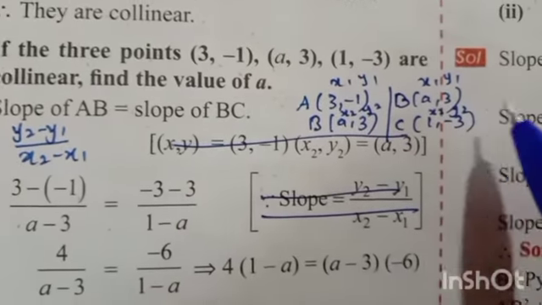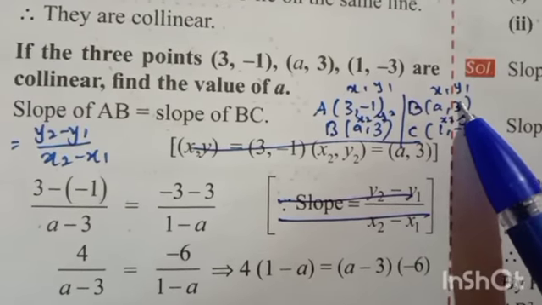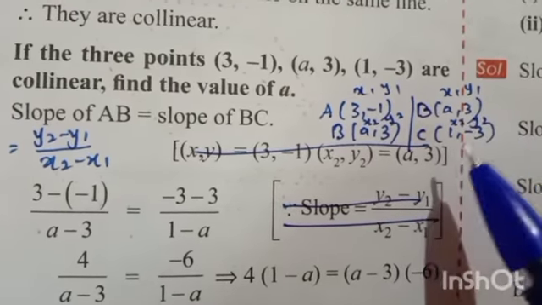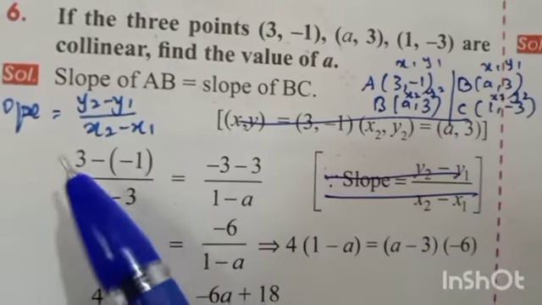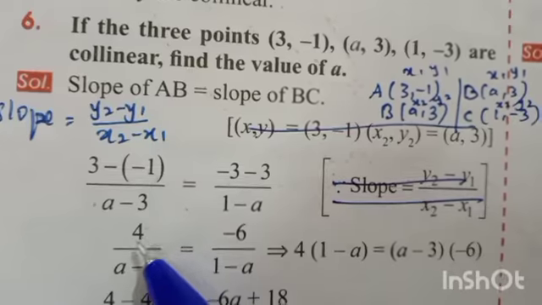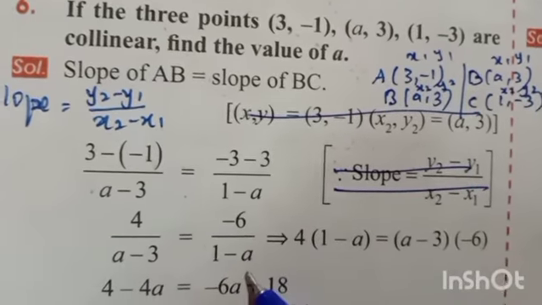That is equal to, for here, y2 is minus 3, y1 is 3. So minus 3 minus 3. Then x2 is 1, x1 is a, minus a. So minus into minus plus. So 3 plus 1, 4 by a minus 3. Same sign, add: minus 6 by 1 minus a.